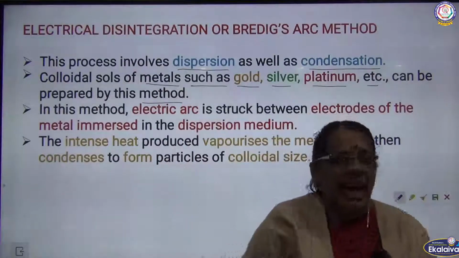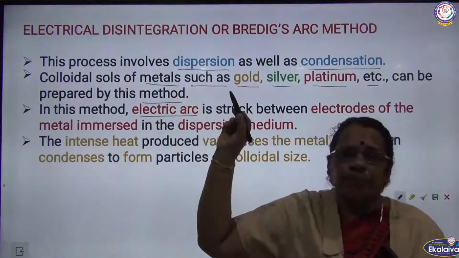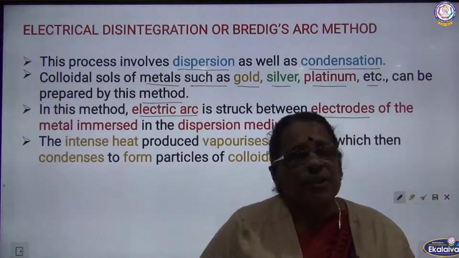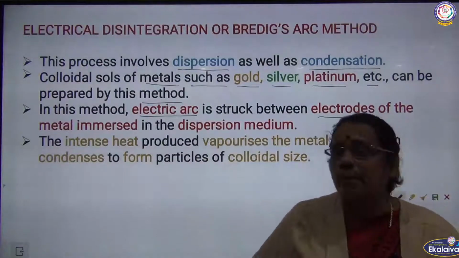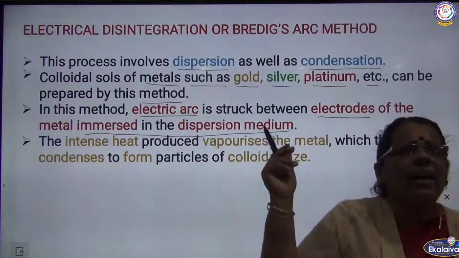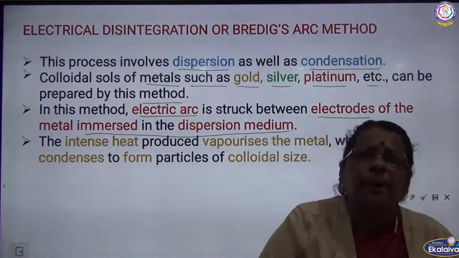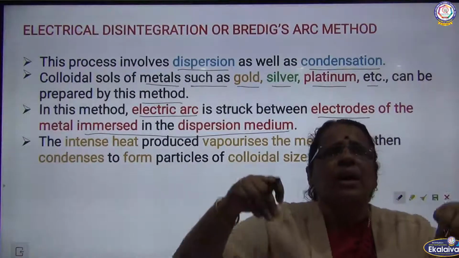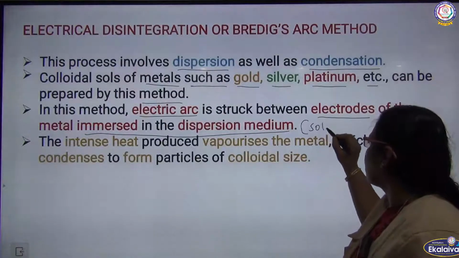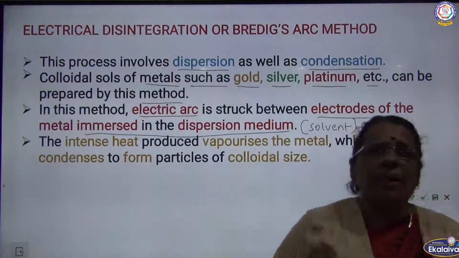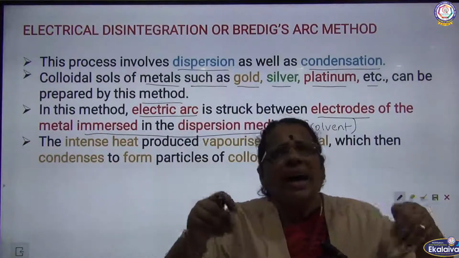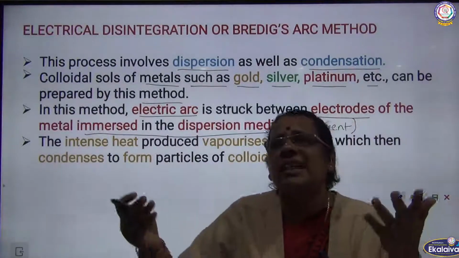In this method we introduce an electric arc. An electric arc is struck between 2 metal electrodes. We are going to pass electricity, so we need 2 metal electrodes. The electric arc is struck between the 2 metal electrodes, which are immersed in the dispersion medium. So what is the dispersion medium here? Solvent. This is Bredig's arc method, where an electric arc is struck between 2 metal electrodes immersed in the dispersion medium, which is nothing but solvent.